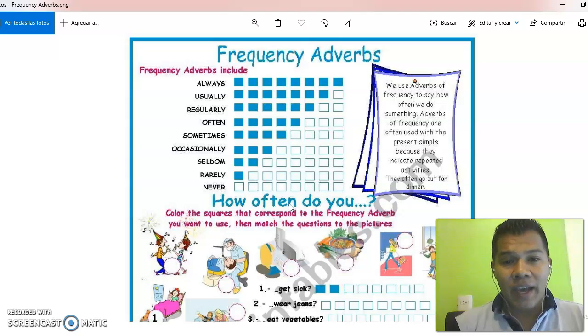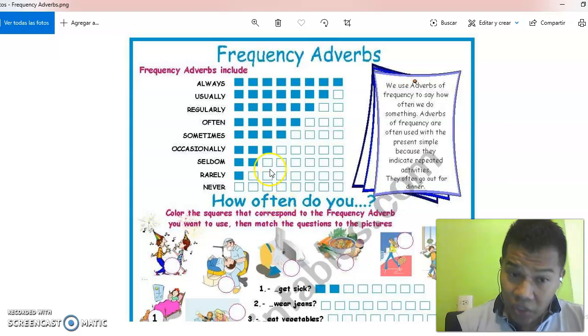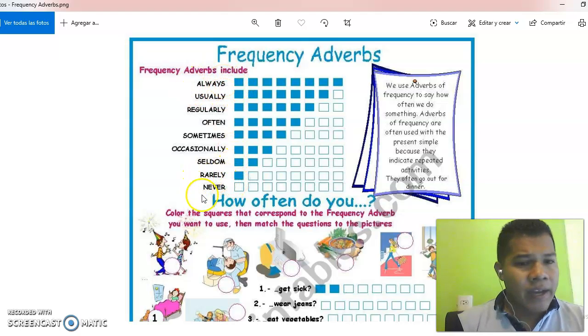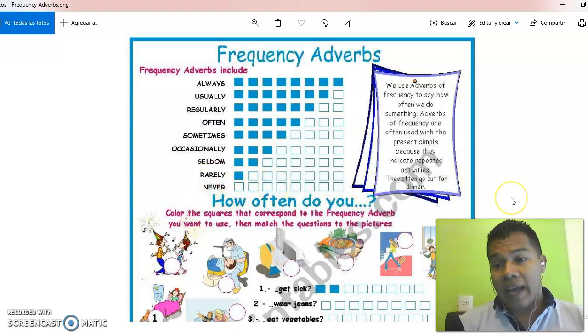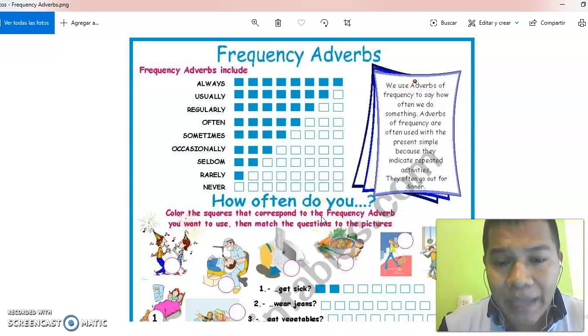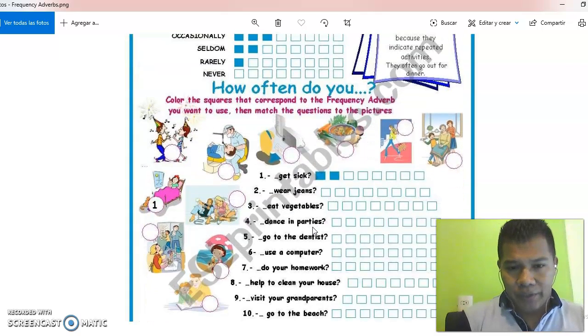So you can say depending on how often you do this activity. You can say I sometimes eat vegetables, I always eat vegetables, or I never eat vegetables. I don't know. It is up to you and how often you and your mom or dad and parents or someone in the family eat the vegetables. Okay? So let's start with the other question.